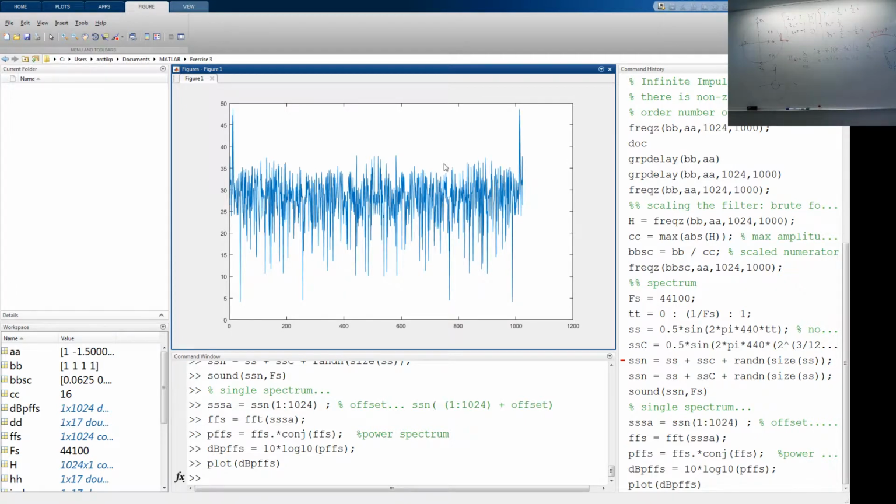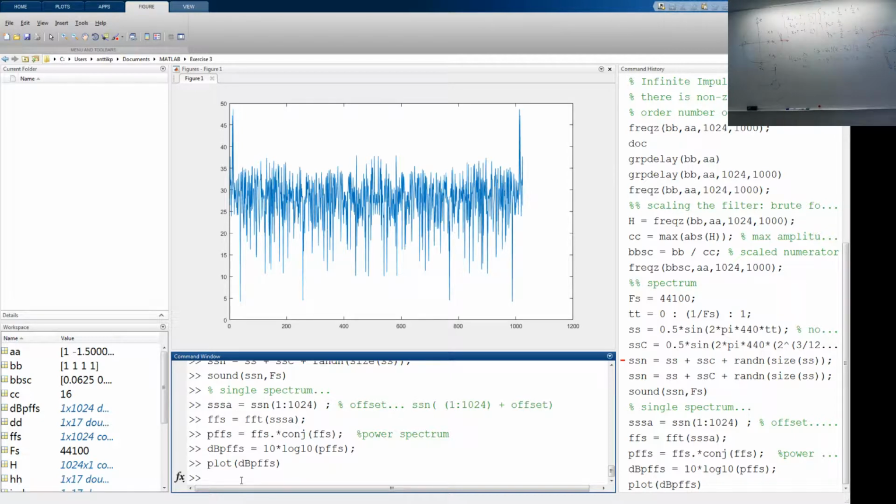Okay, so in that sense we need only N divided by 2 plus 1 values to actually show the complete spectrum. Since half of this is redundant information, we don't want that. But let's first do the frequency scale.